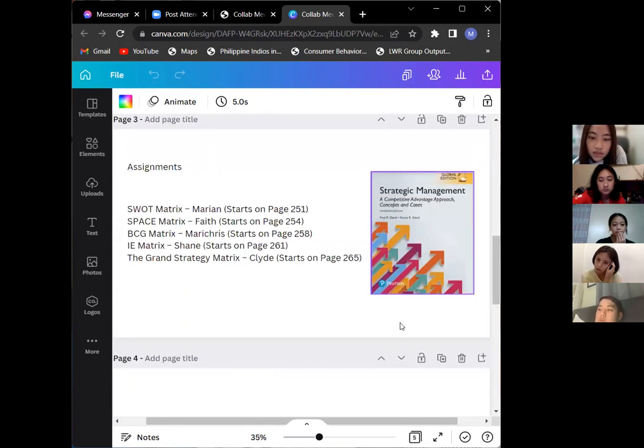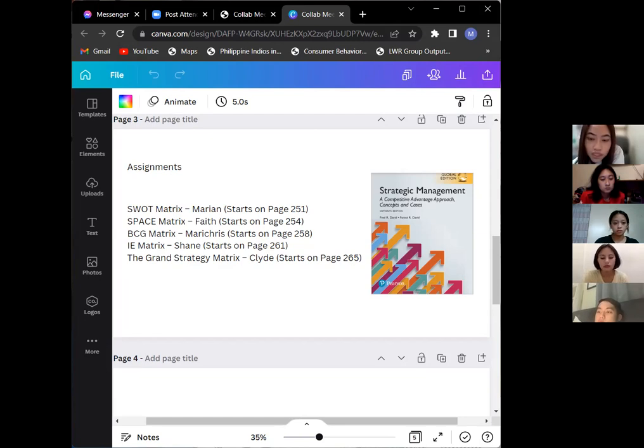Since there are 5 matrices we have to work on, one member is assigned to work on one matrix. We have here our assigned tasks, which we have chosen last week. I have provided the pages in the book we are using as a reference. Please take note that there are PowerPoints and videos we can watch under the recent module in our CBMEC Canvas for us to understand these matrices further. Since we have already assigned these tasks last week, we can now give updates on where we are now in our assigned matrix or share information that we currently have.